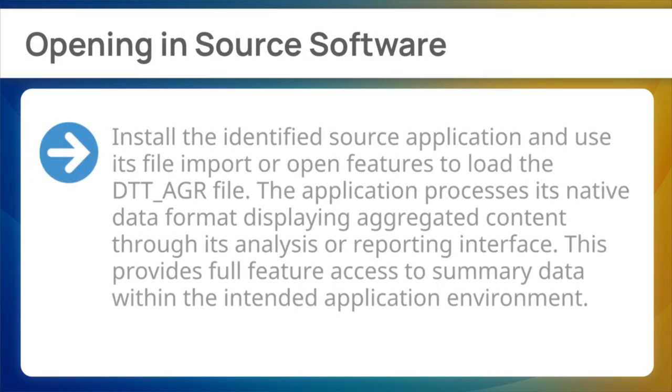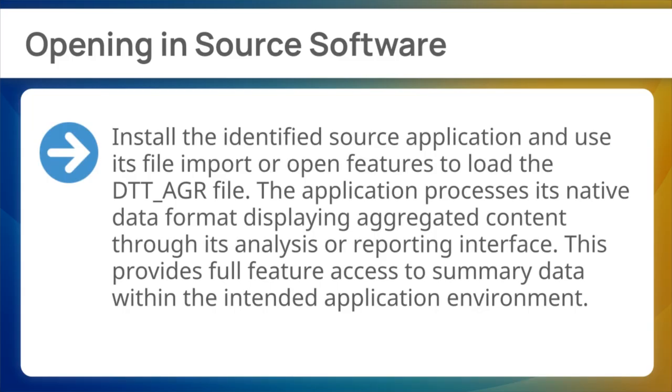Next, opening in source software. Install the identified source application and use its file import or open features to load the DTT-AGR file. The application processes its native data format, displaying aggregated content through its analysis or reporting interface. This provides full feature access to summary data within the intended application environment.